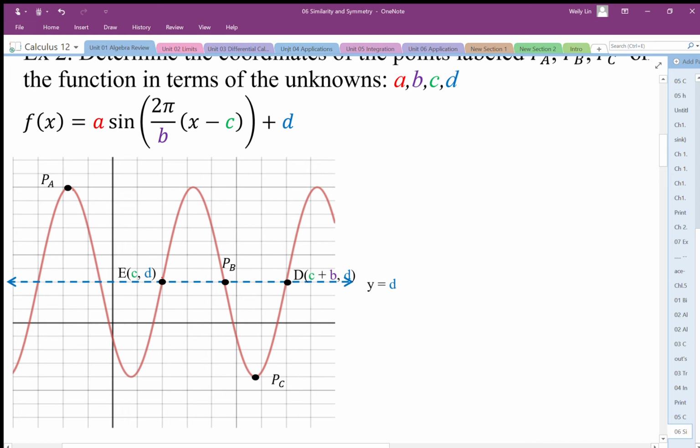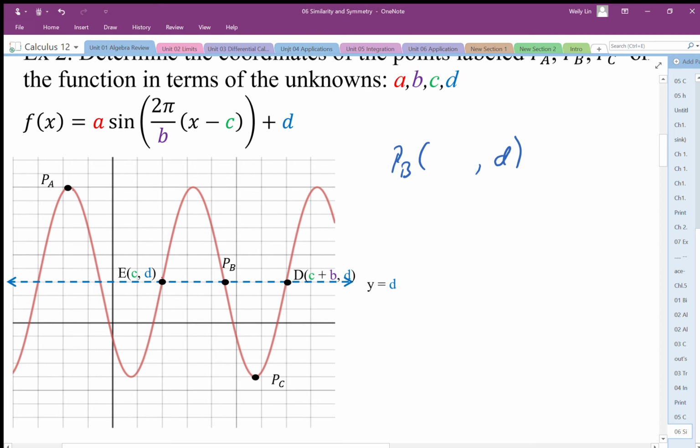So I'm going to start with point B. Okay, this point here. I know that the y coordinate of that must be D because it's going to share the same y coordinate, because it lies along that line. The x coordinate, however, is going to be halfway between C and C plus B.